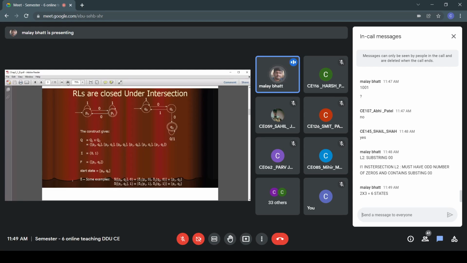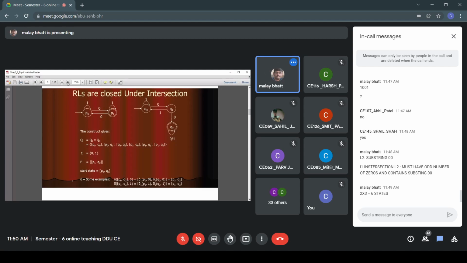So you can see P0 on input 0 is going to P1. Q2 on input 0 is Q2. So the output state is P1 Q2. Similarly, we can find out all the transition functions. So here let's see how we get the final output.